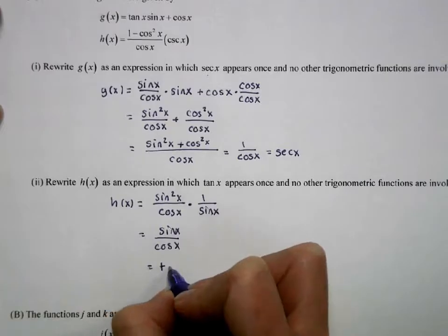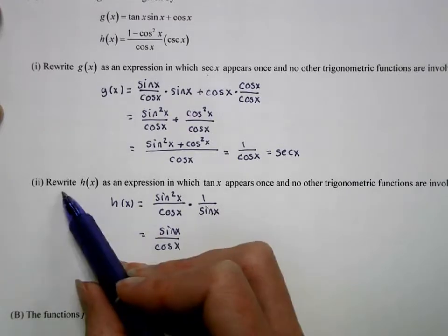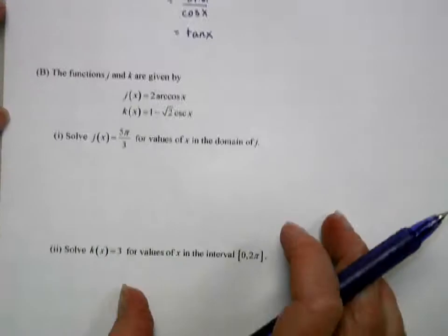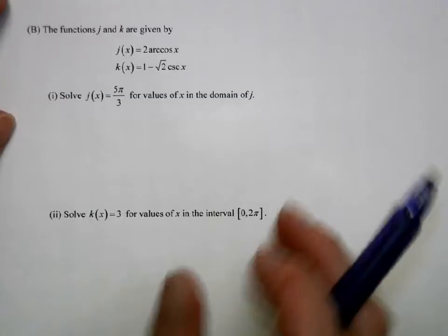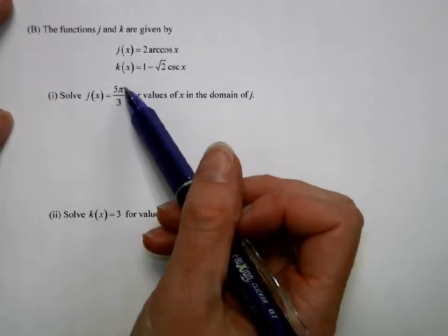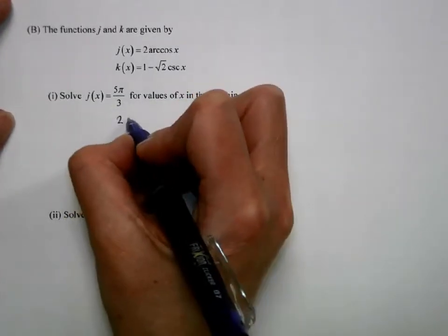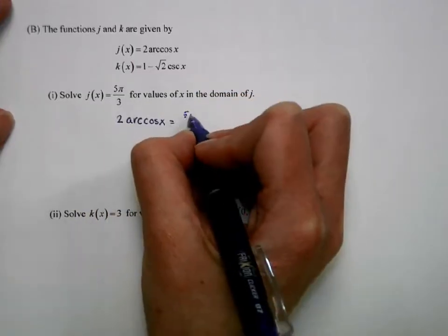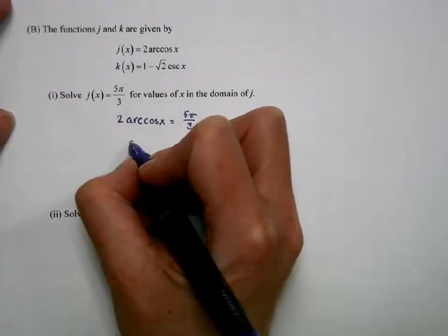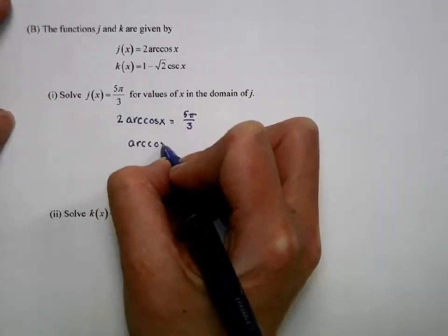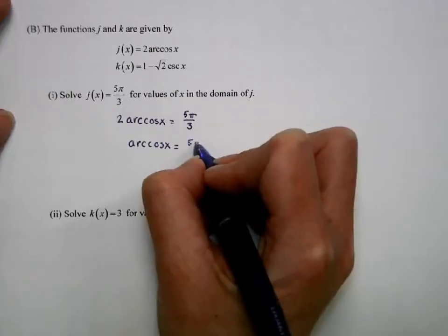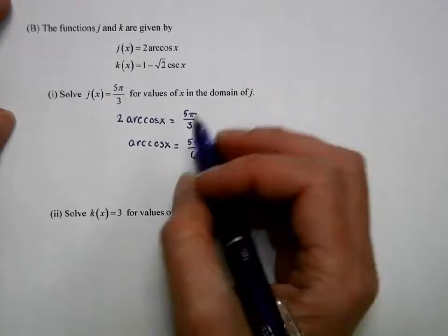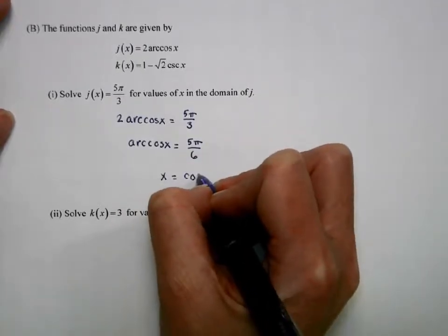Our 2 solve problems. First we're going to solve for j equaling 5 pi over 3. So I'm going to set 2 arc cosine x equal to 5 pi over 3. I divide by 2, we're looking for arc cosine of x to equal 5 pi over 6. If I rewrite this, if arc cosine of x equals 5 pi over 6, then x is equal to the cosine of 5 pi over 6. Our x value at 5 pi over 6 is negative root 3 over 2.